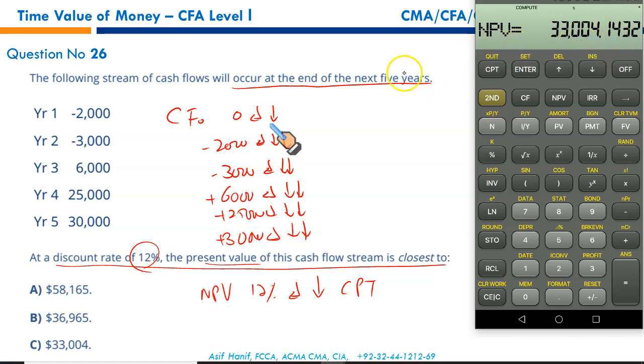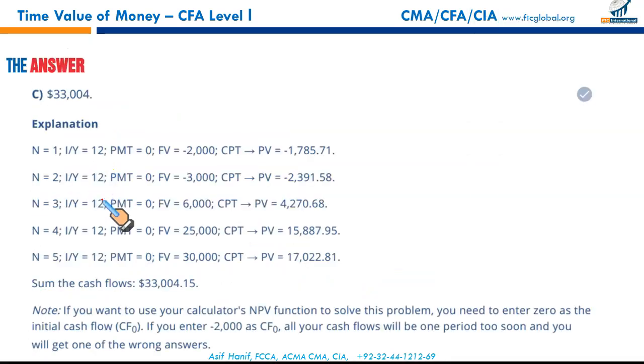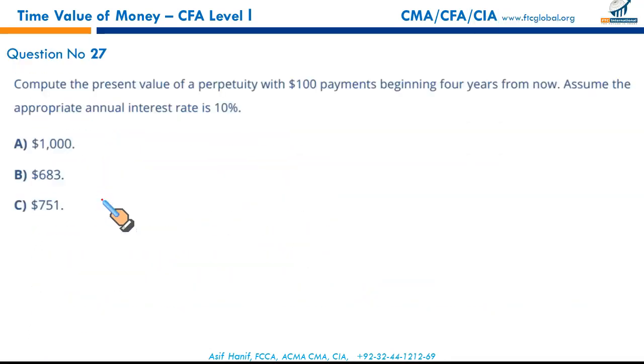3304.14, that is the present value of these future cash flows, because your NPV table was not cleared, yet we got the right answer. It's 33,004. This is the present value of these uneven cash flows, and that makes C the correct option.